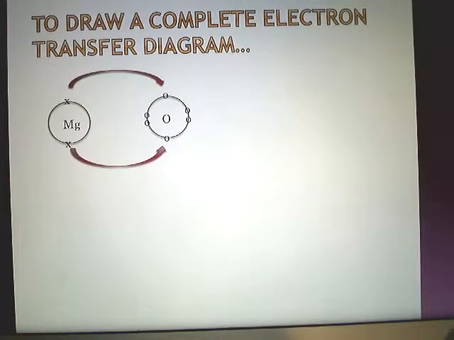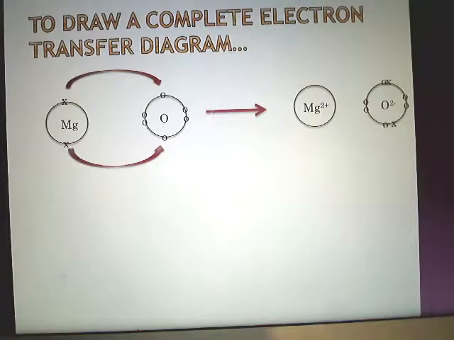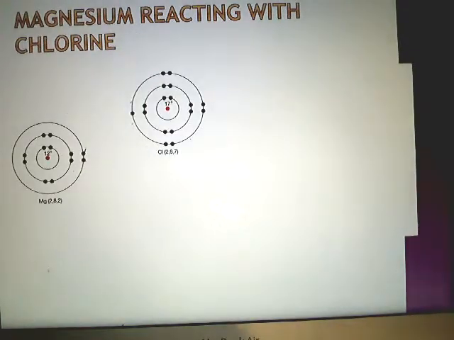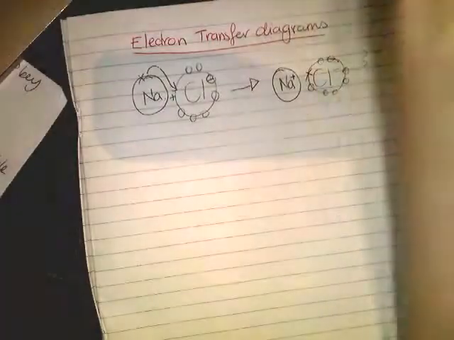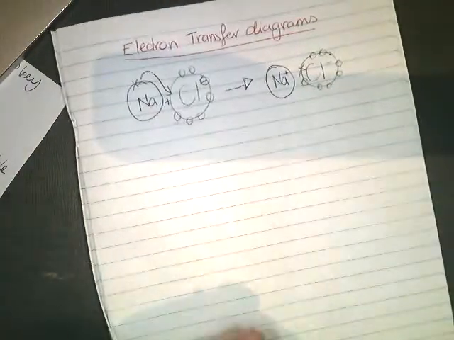Okay, now that we've come back, we'll do it ourselves. So the electrons go both towards the oxygen, and the products are Mg2+ and O2-. So hopefully you had that. We'll do another example. Okay, so example 3.